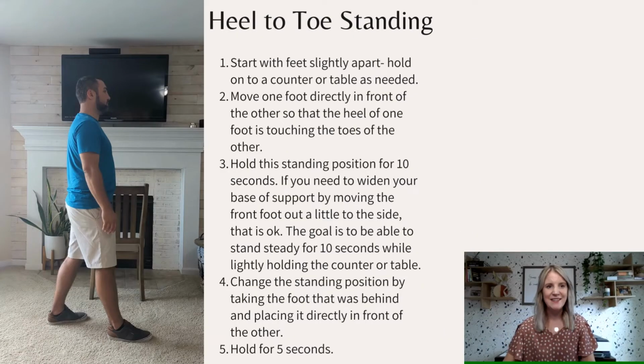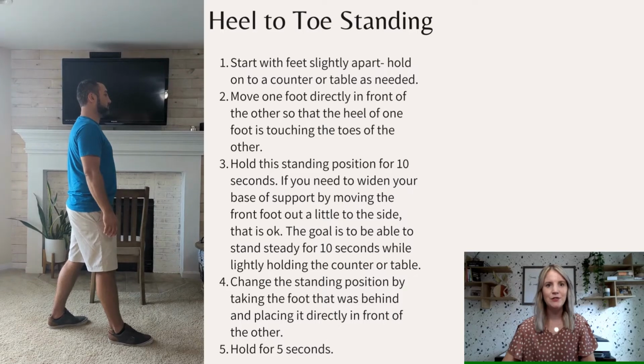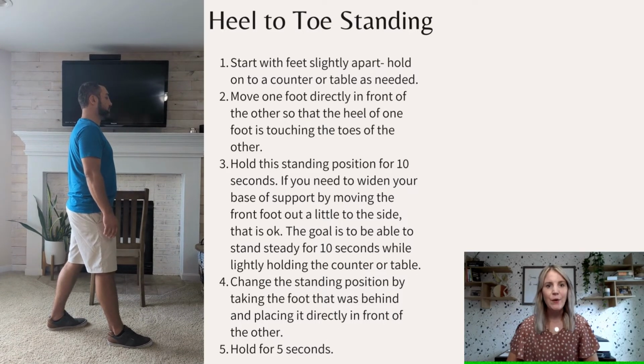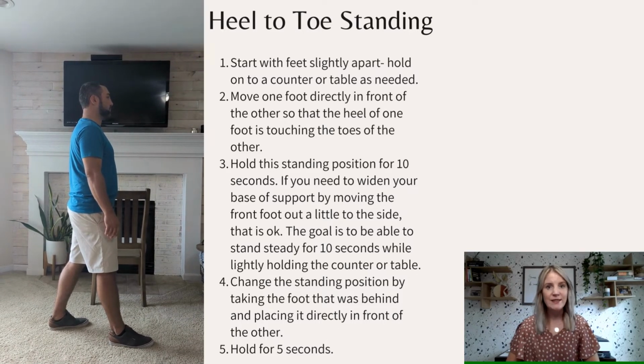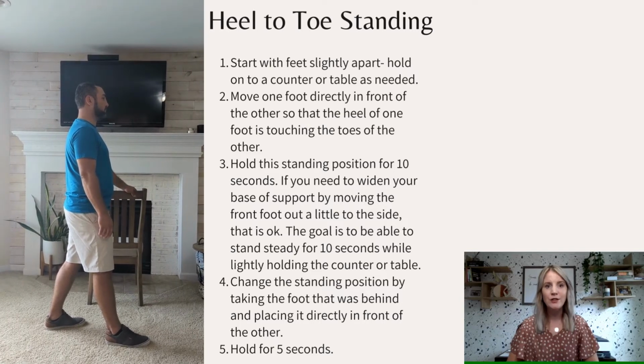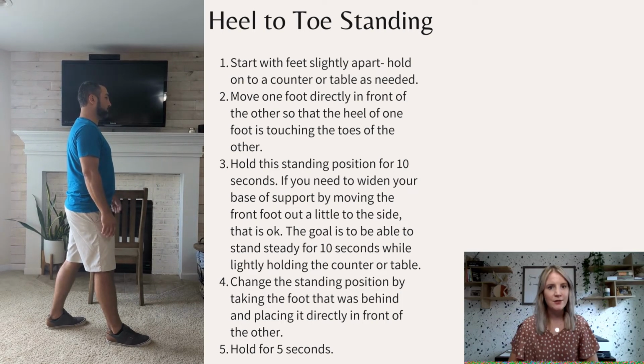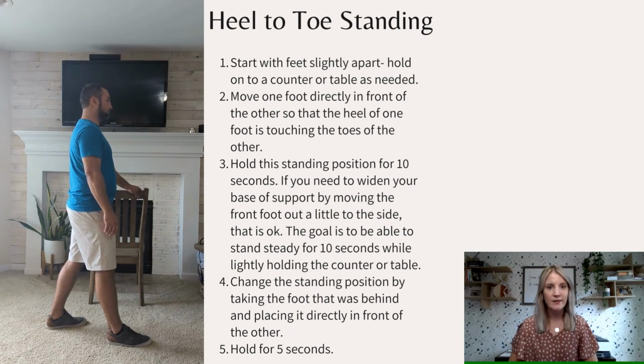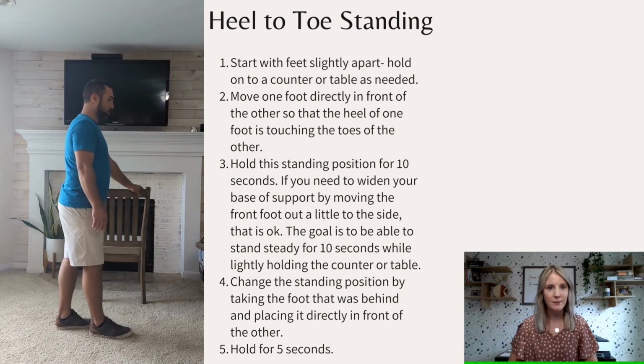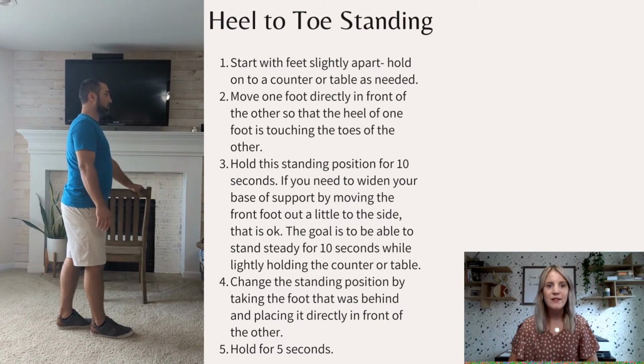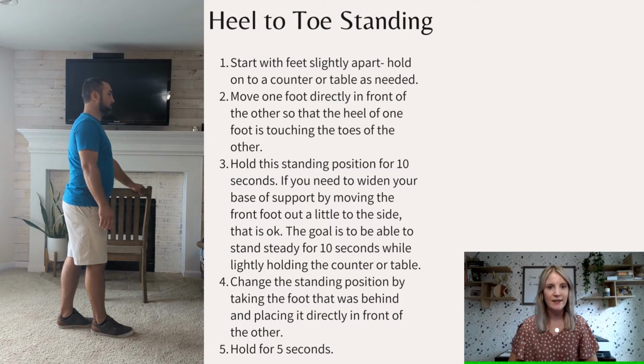Here's your next balance exercise. It's called heel to toe standing. What you'll want to do is start with your feet slightly apart, and you can hold on to a counter or a table as needed. You'll move one foot directly in front of the other so that the heel of one foot is touching the toes of the other. You'll hold this standing position for 10 seconds.